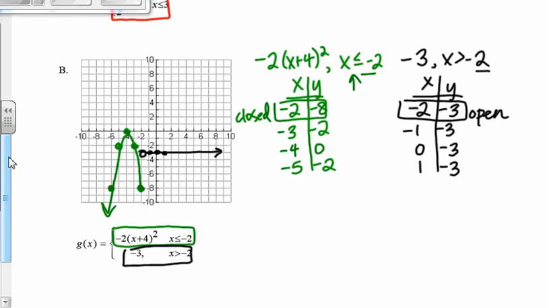A really good indication if you've made a mistake on your piecewise graph is if it doesn't pass the vertical line test. So always check that, because even at the value of -2, we have an open point and a closed point, which we've seen before, and that still passes the vertical line test.